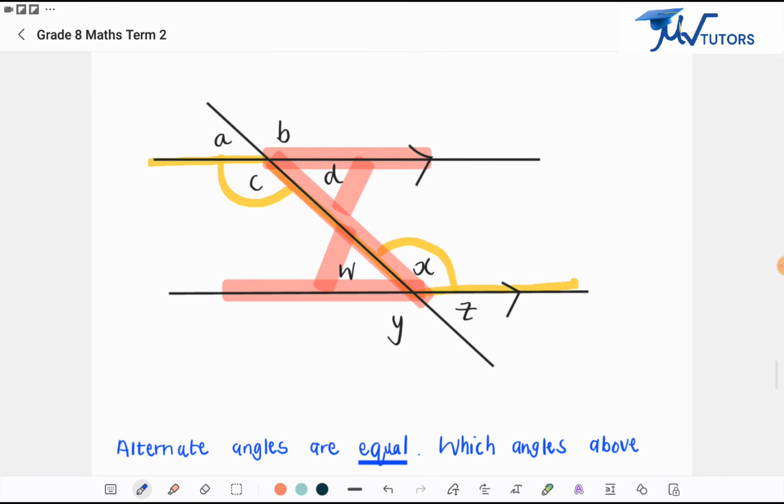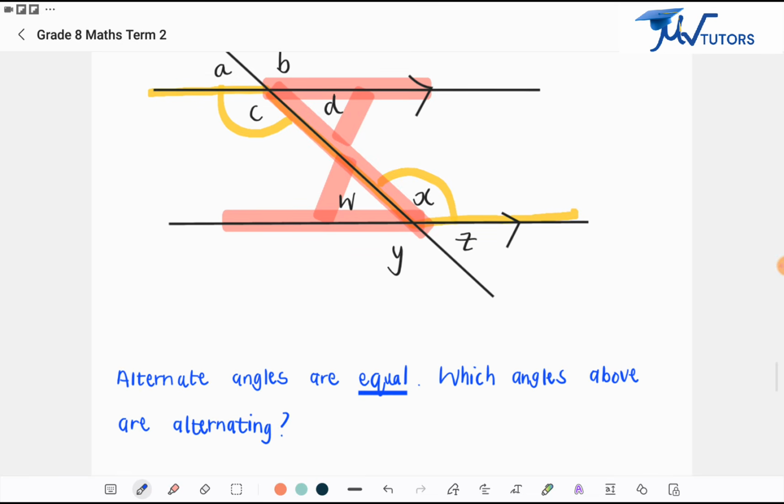Remember guys, you cannot have corresponding, alternate angles as well as co-interior angles if you do not have parallel lines. This only works if you have parallel lines. So what about these alternate angles? Like I said, with corresponding, we said they're equal. With co-interior, we said they're supplementary. Alternate angles are also equal, much like the corresponding angles.